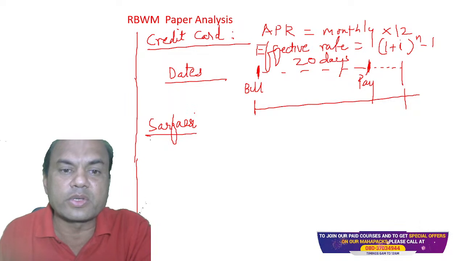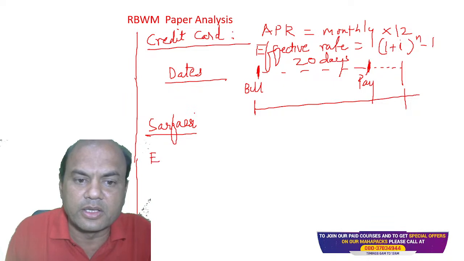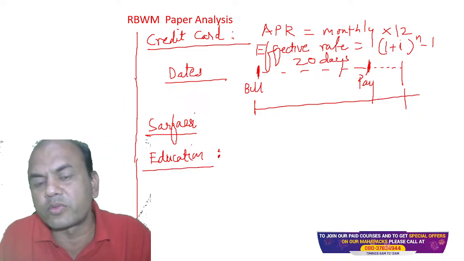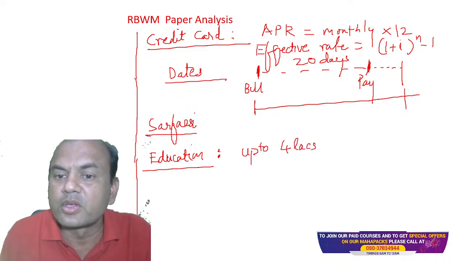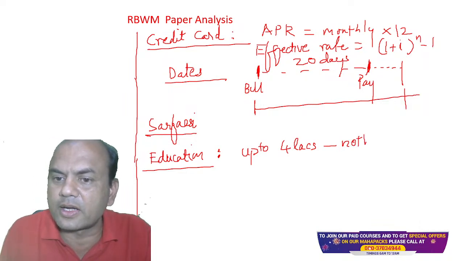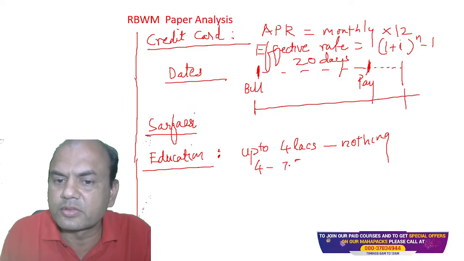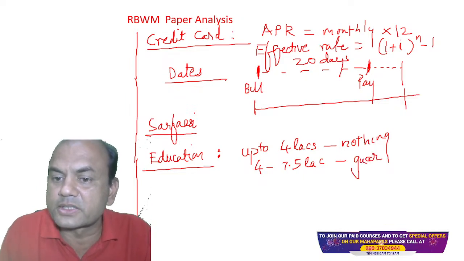Now, education loan, there was one question. They had asked you the limits. Here, I'll give you, for those who are watching and those who have to go for the exam: up to 4 lakhs, nothing. No collateral, no guarantee, nothing. Then 4 to 7.5 lakhs, personal guarantee.